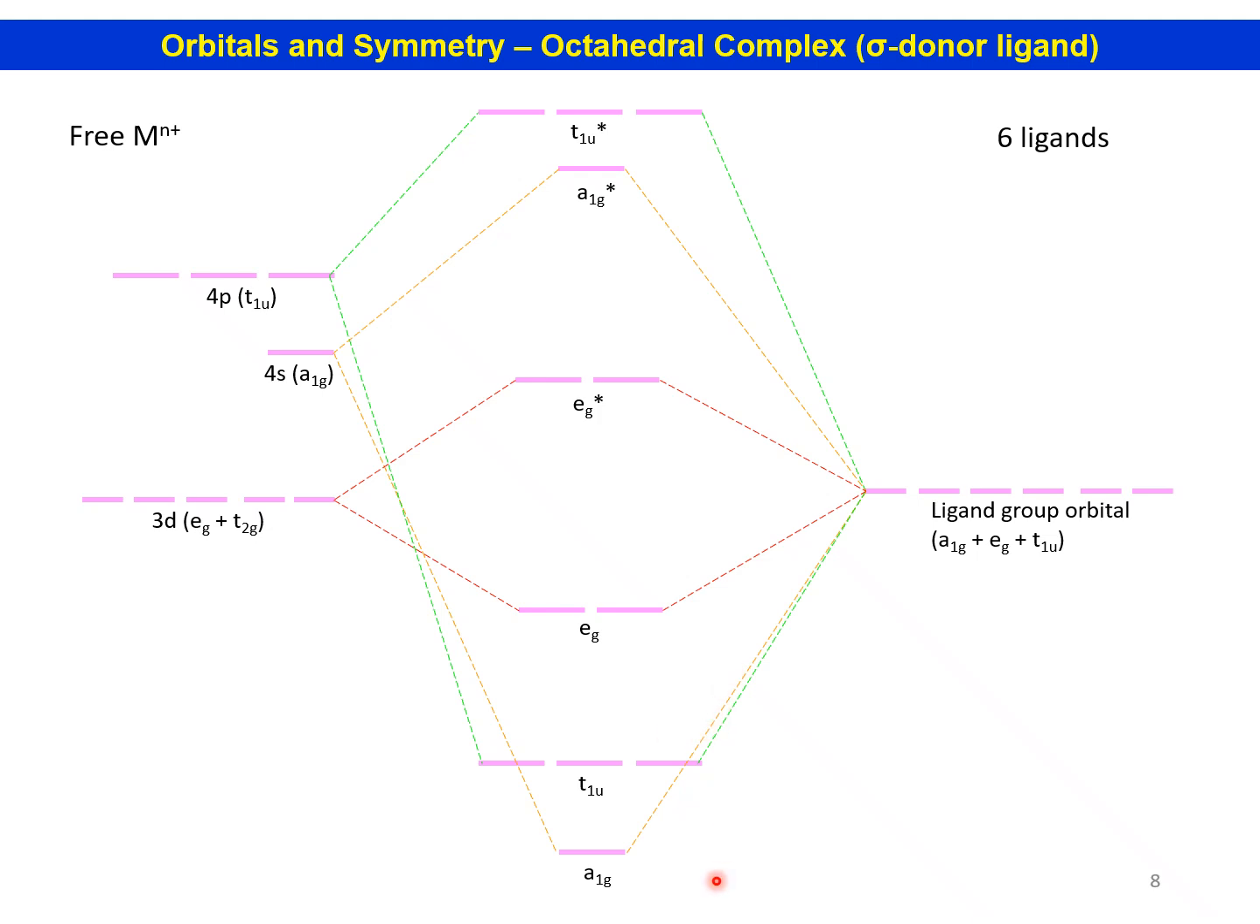Now please note that the A1g and T1u energy levels are quite close to each other, and they are far apart from Eg, because the overlapping between the ligand and the metal s and p orbitals is so efficient that it separates them far away from Eg, while the d orbital overlap is not that efficient for the ligand.